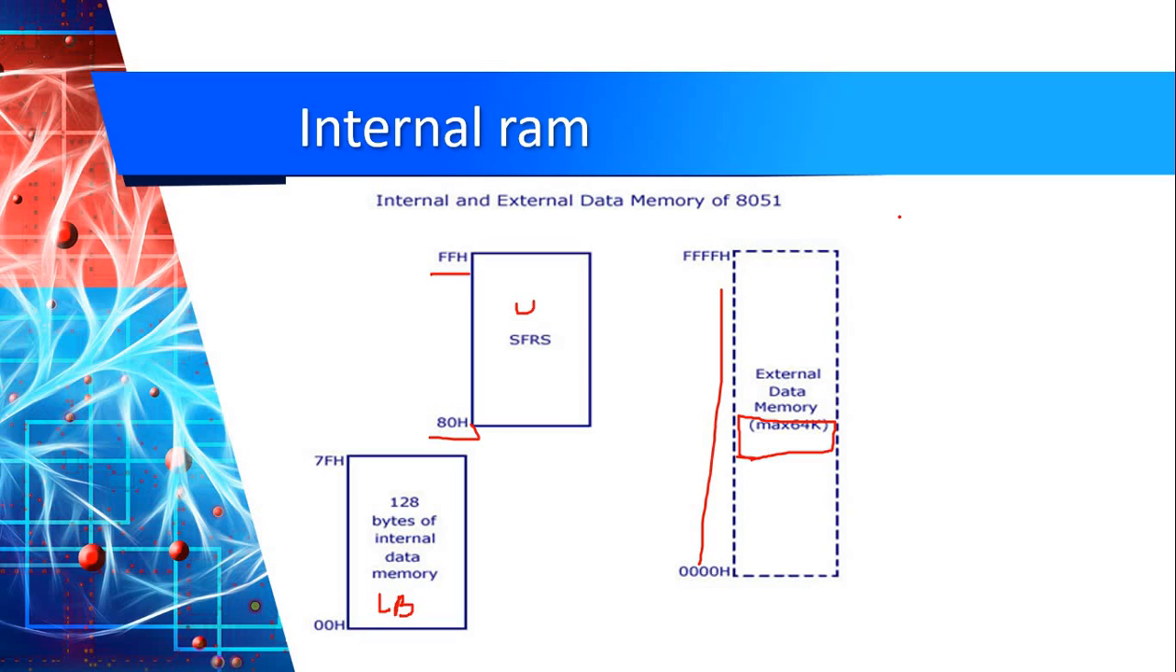Whenever we are accessing external data memory, pin number 31, that is external access, will be 0. EA bar equal to 0, that is an active low state. It is connected to ground potential. I will be accessing the external data memory.